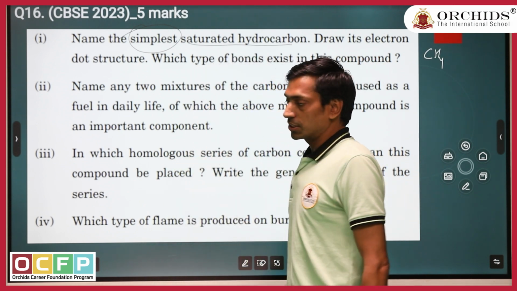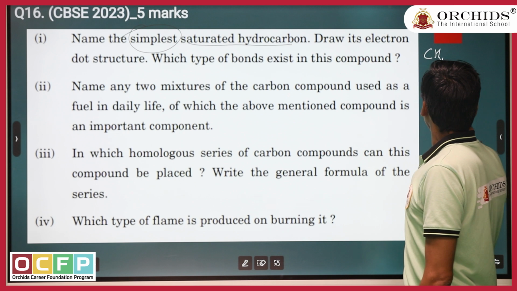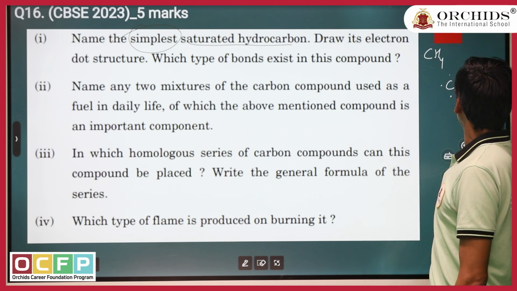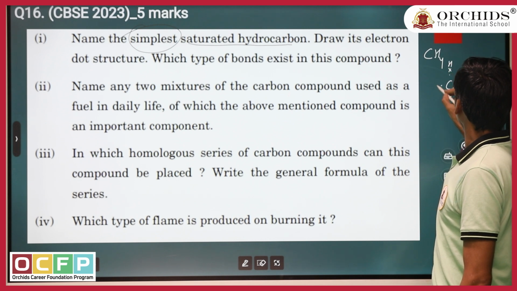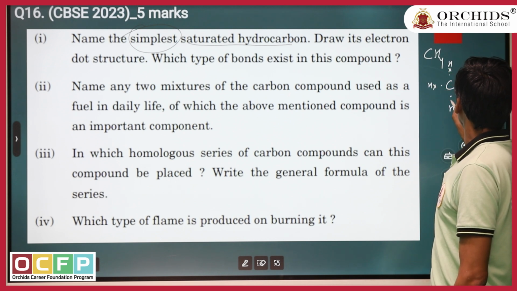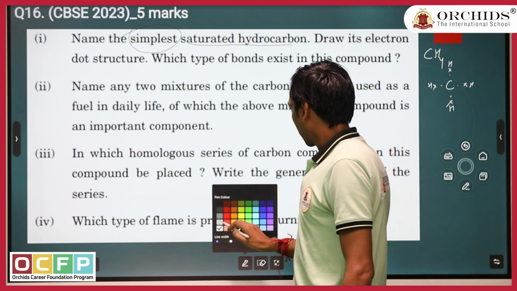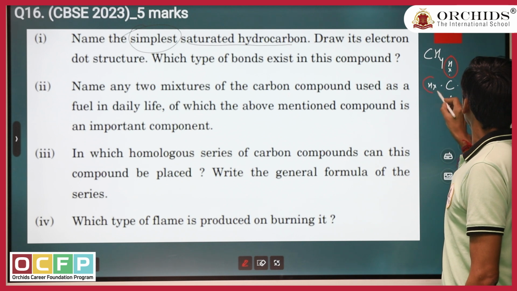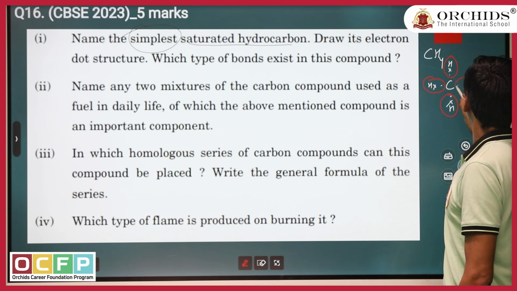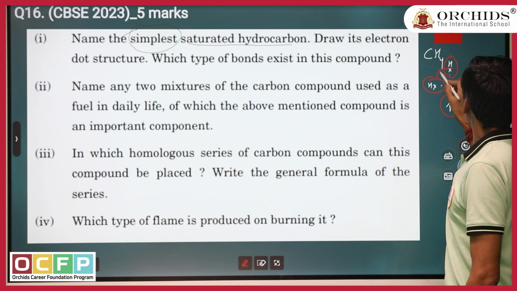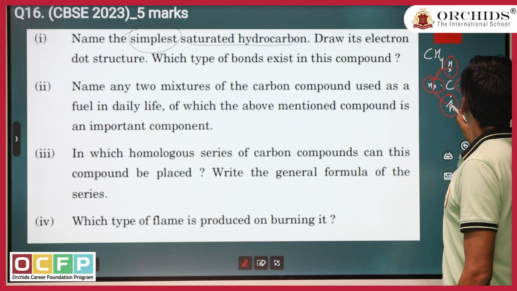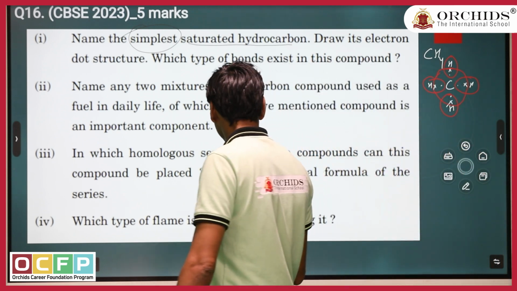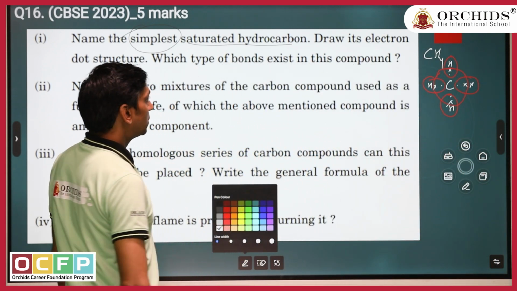Draw its dot structure. How to draw? Carbon is having how many free electrons in the outermost orbit? 4. Hydrogen is having how many? 1. So if you see, when they are sharing their electrons, hydrogen, hydrogen, hydrogen, each forms a single bond, and carbon shares these pairs of electrons and has 8 electrons in its outermost orbit. So this is the dot structure of your methane.